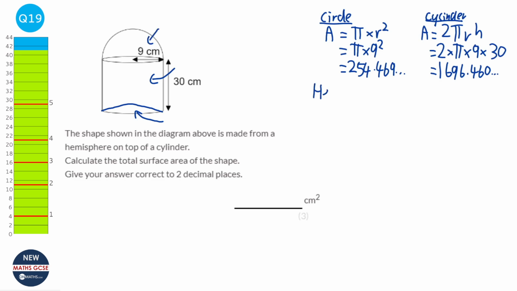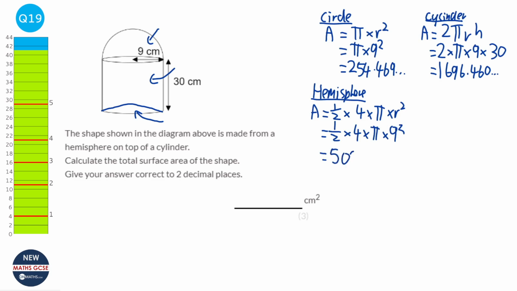And the last bit is this hemisphere here. So let's do the hemisphere. The formula for the area of a hemisphere: well, a full sphere is 4 times pi times r squared, but because it's a hemisphere, it's half of that. So it'd be half times 4 times pi times the 9 squared. And that will give us 508.938.